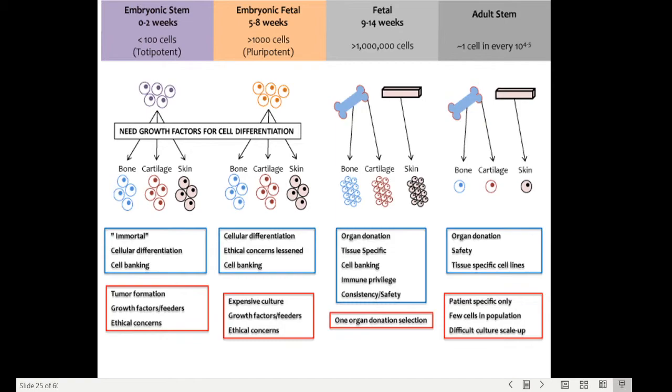And then at the 9 to 14th week, there are more than 10 lakh cells present in the developed ovary. These cells have specific organ characters, that may be bone, that may be skin. There is a partially developed human body. Then after forming all organs, that is called the adult stem cell. I think it's understandable.